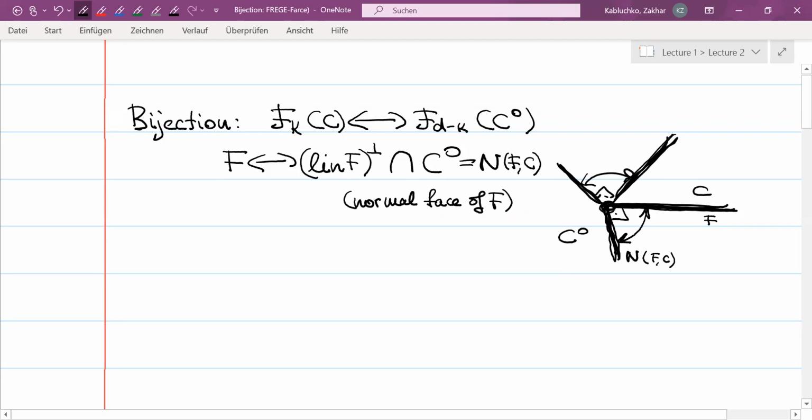Now, what is the normal face, say, of 0? 0 is also a face, the zero-dimensional face of C. What is the normal face of 0? Okay, what is the orthogonal complement of 0? It is the whole space, right? The whole plane in this case, and then I have to intersect it with C dual. So in this case, it is C dual. So the zero-dimensional face 0 corresponds to the two-dimensional face C dual, and vice versa. The two-dimensional face C here corresponds to the 0 in the dual cone.